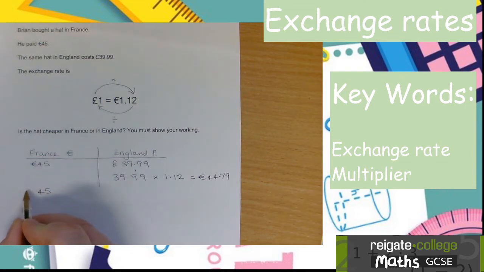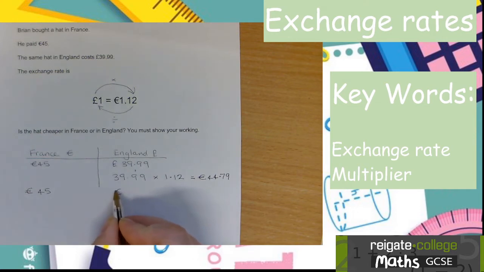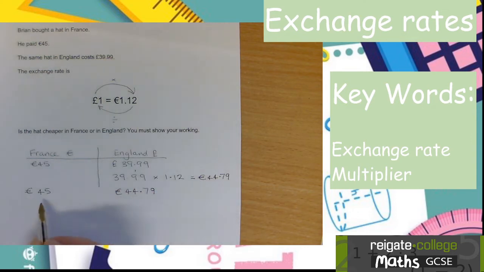So if the item in France cost me €45 and the item in England cost me €44.79, I can see by this comparison that the item purchased in England is cheaper.